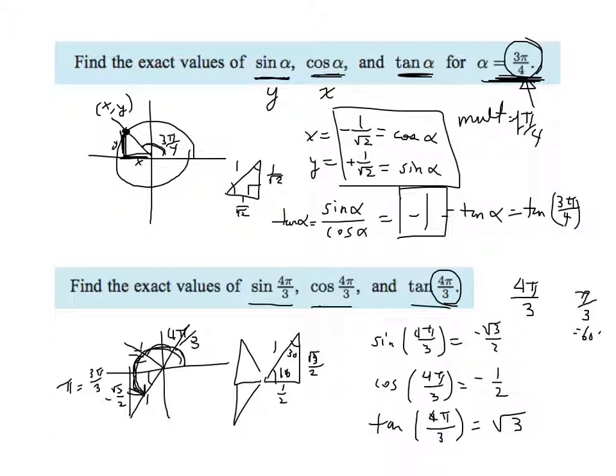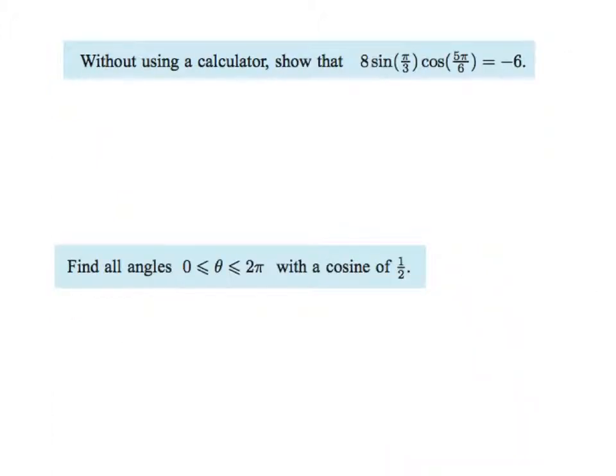So fairly simple. Eventually you want to be pretty quick and get enough practice so that you can do this pretty quickly. All right, let's try a couple more. We have this problem that says without using a calculator, show that 8 sine of pi thirds times cosine 5 pi over 6 is negative 6.